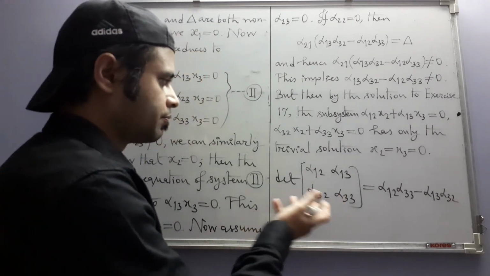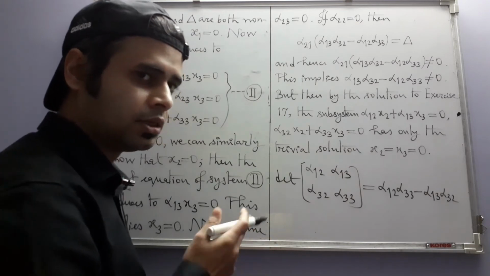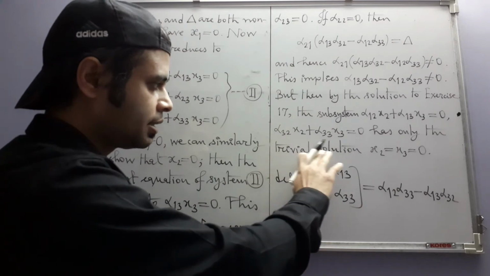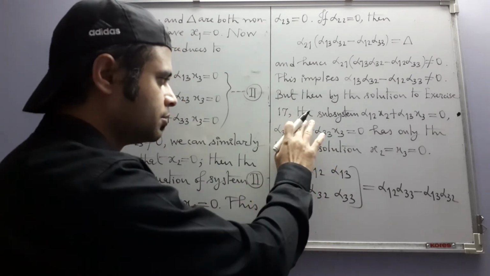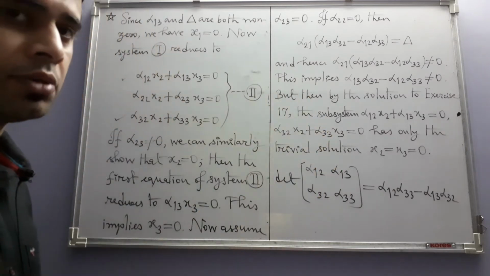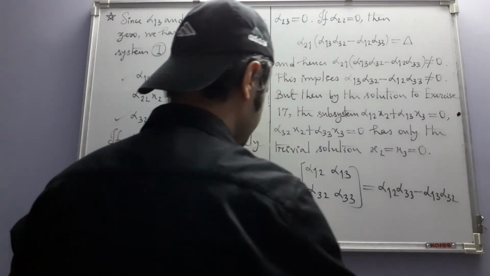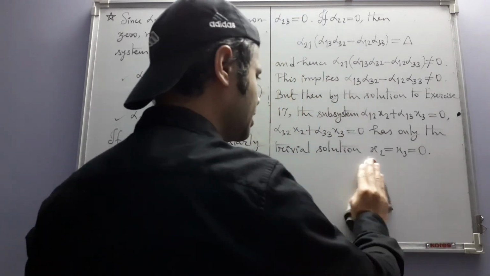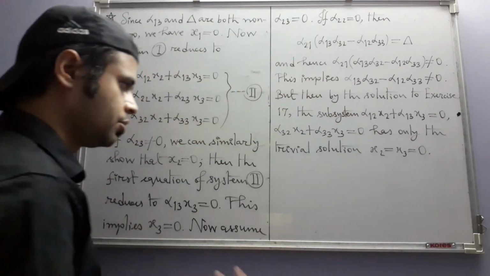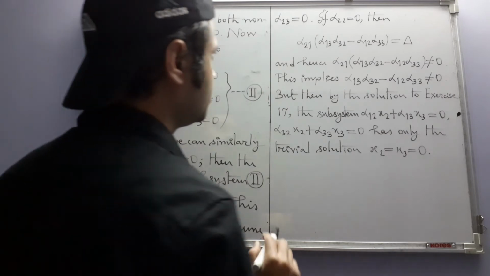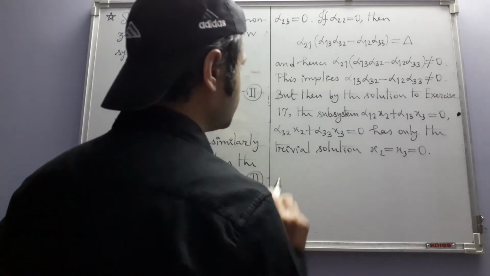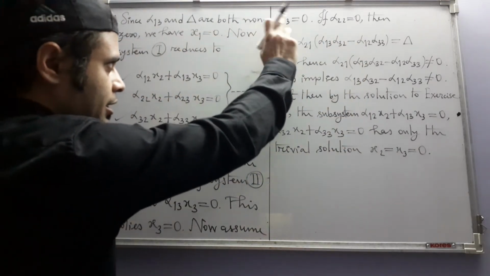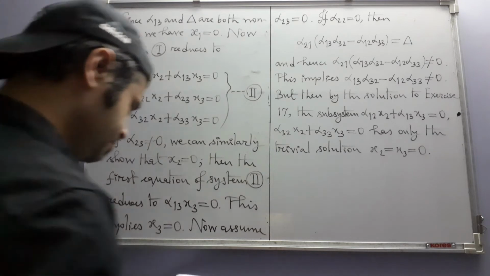So we did not have to repeat the calculations. We are effectively being able to use what we did in the solution to the previous exercise. So this case is also handled, and in this case also we are getting x2 and x3 both to be 0. And now we have to assume that alpha 2 2 is non-zero under the assumption that alpha 2 3 is 0.